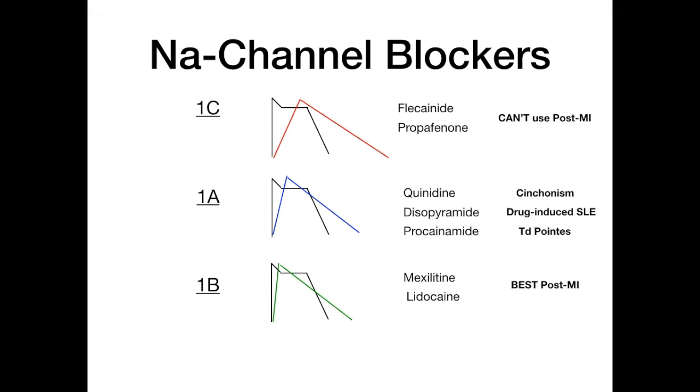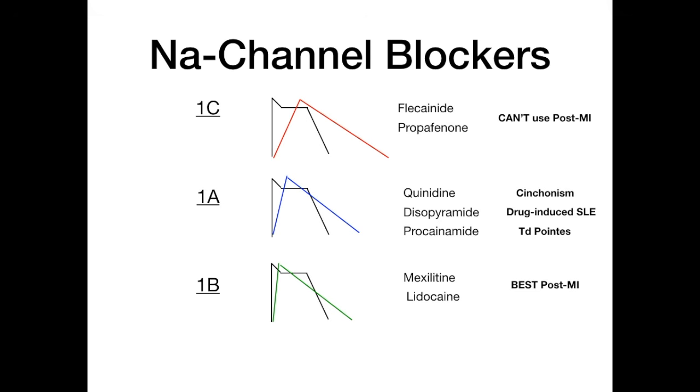And I've put them in here in black text, and I'm going to give you some really cool mnemonics to remember this, but let's explain them first. So the 1C agents, flecainide and propafenone, are contraindicated in ischemic tissue, so you can't use them post-MI. The 1A agent, quinidine, will cause cinchonism, which is headache and tinnitus. Procainamide will cause drug-induced lupus, and all of those 1A agents can cause torsade de pointes. So I've put drug-induced lupus on the same line as disopyramide, but it corresponds with procainamide. And then all three of those 1A agents can cause TdP, also known as torsades.